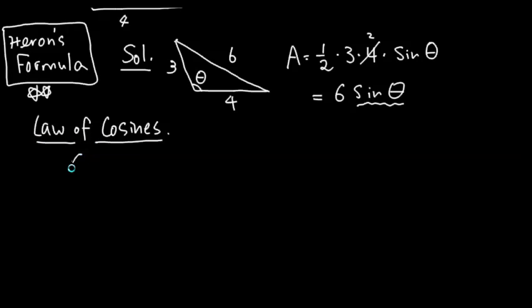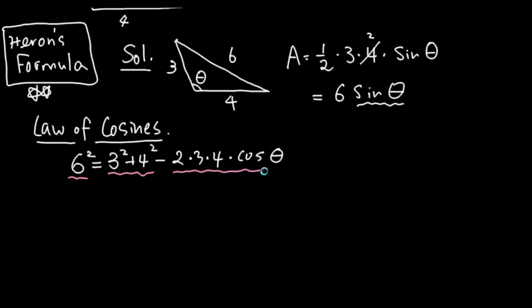So here's the opposite side, 6 squared. And here are the 2 adjacent sides, 3 squared and 4 squared. Up to here it looks like a Pythagorean theorem, but because it's not a 90 degree angle here, we must have this adjusting factor. That's how I introduce this law of cosine. We don't have to state other versions. This is the one part that we're going to use, the law of cosines here.